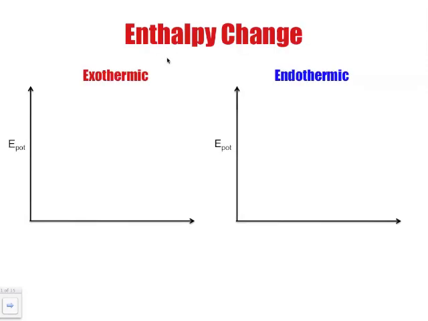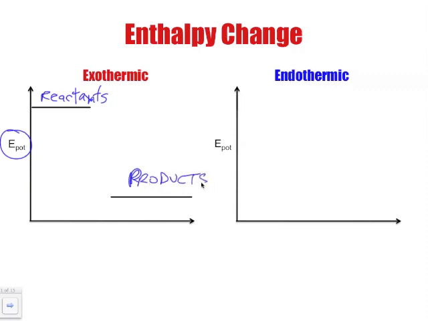Let's look at the enthalpy change between an exothermic versus an endothermic reaction. In an exothermic reaction, we are going to have our reactants that have a high potential energy, and then our products are going to have a low potential energy. So these are the products.